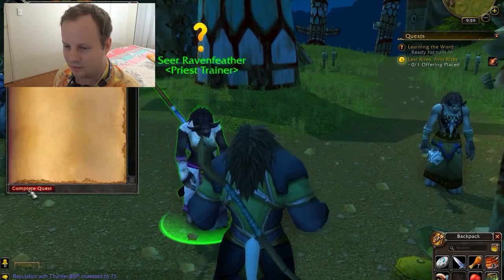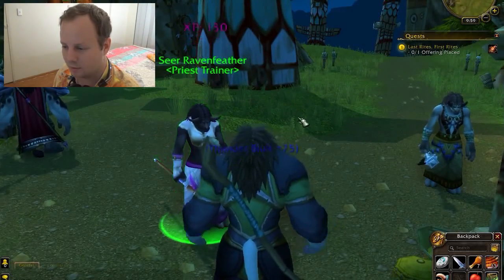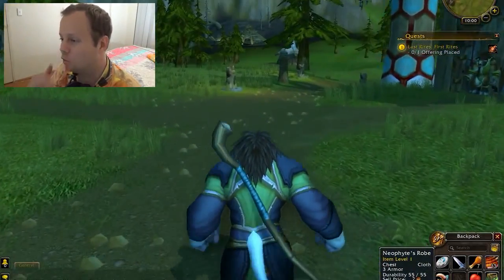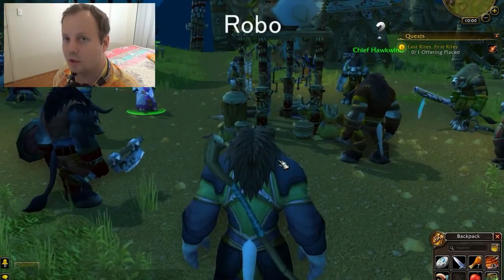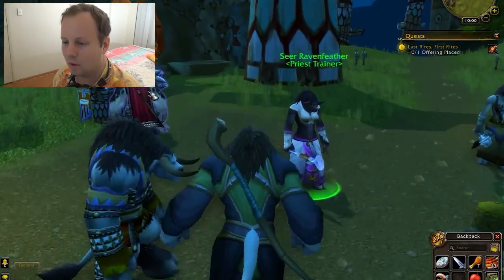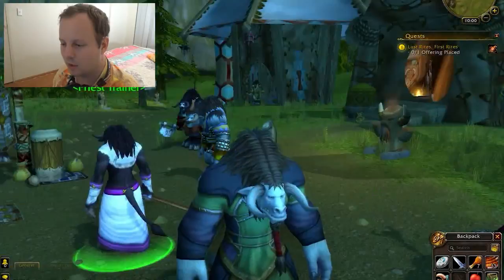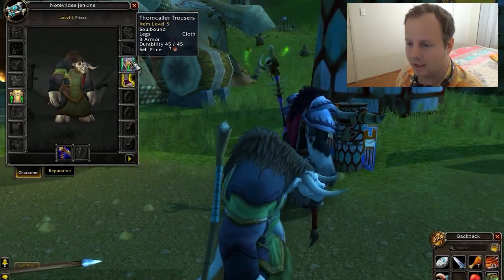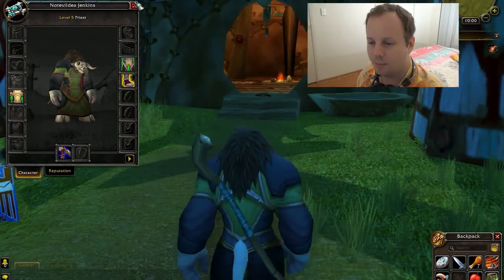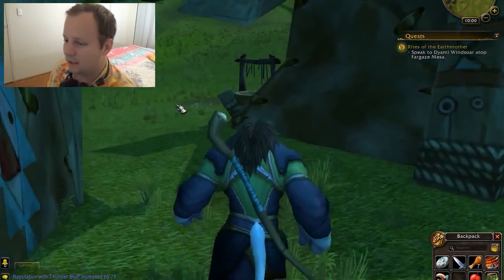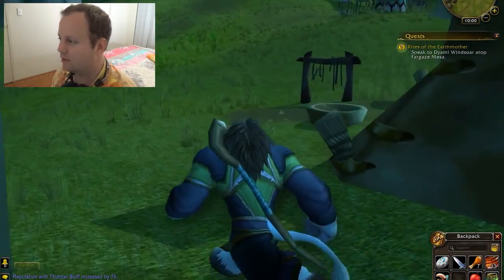Now, let's just hand this in. Okay, and what was the word for dress? It was robo. Robo. And what was the other one I learned? Let me just check out my clothes. Oh yeah, okay, so pants, pantalono.